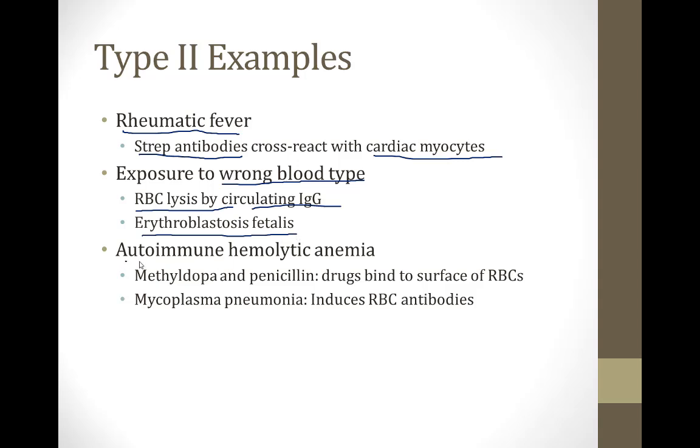Another example is autoimmune hemolytic anemia. In this case, antibodies bind to and destroy red blood cells. Methyldopa and penicillin are two drugs that classically can cause an autoimmune hemolytic anemia. The drugs bind to the surface of red blood cells, and then antibodies can bind to these targets and destroy the red blood cells. Another example is mycoplasma pneumonia. Patients with mycoplasma pneumonia sometimes develop autoimmune hemolytic anemia, and that's because, for reasons that are poorly understood, this infection induces antibodies against red blood cells.